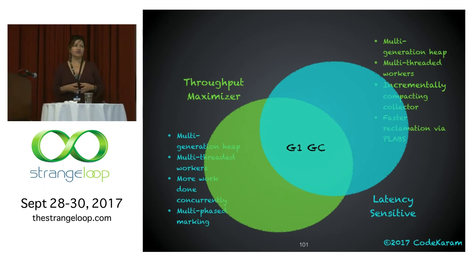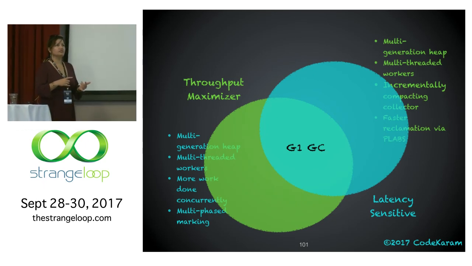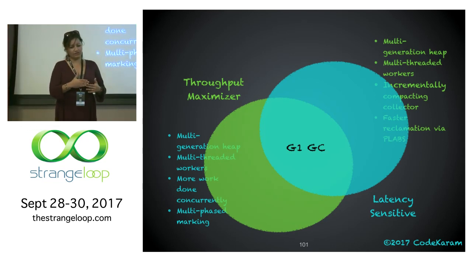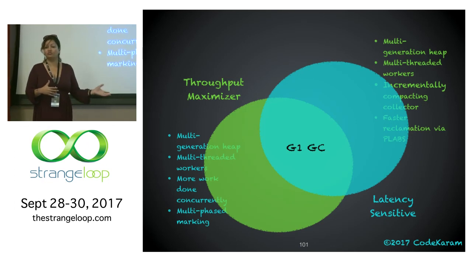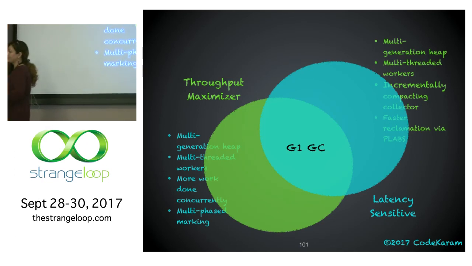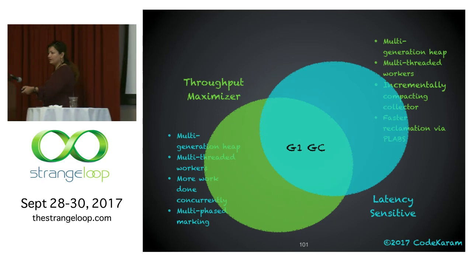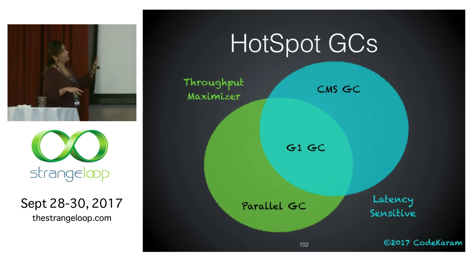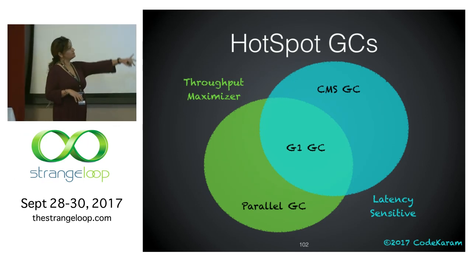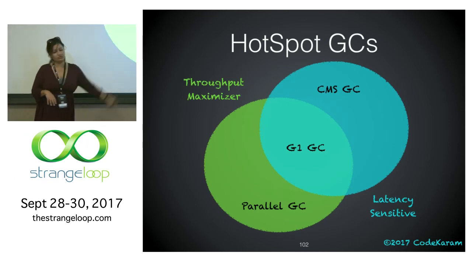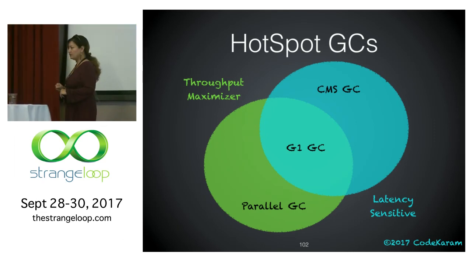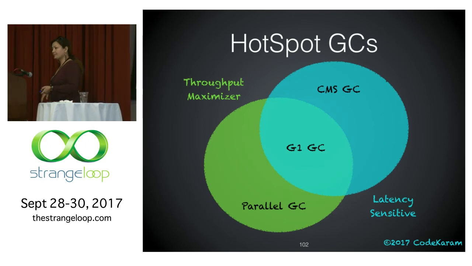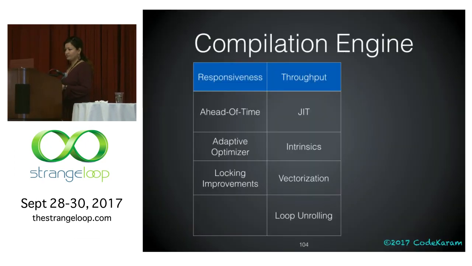And with Java 9, it has adaptive thresholds, which means that your marking can start in an adaptive fashion, like it used to be in CMS. So if I had to draw throughput maximizer versus latency sensitive GCs, G1 GC would be in the middle because it takes care of your throughput as well. I think that's pretty much it.